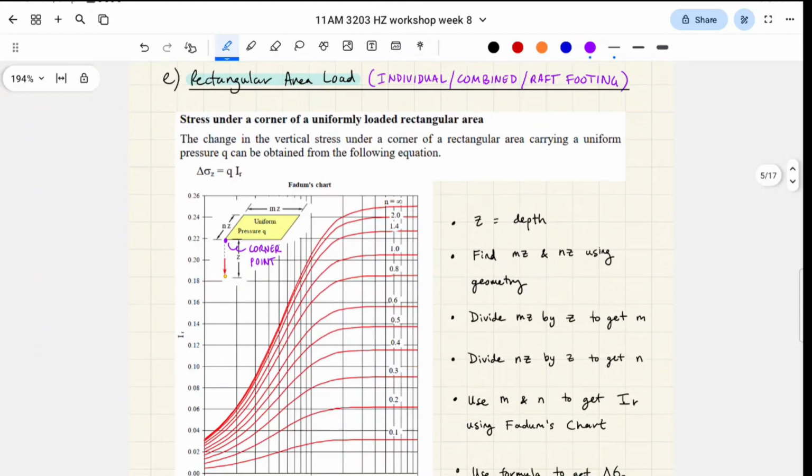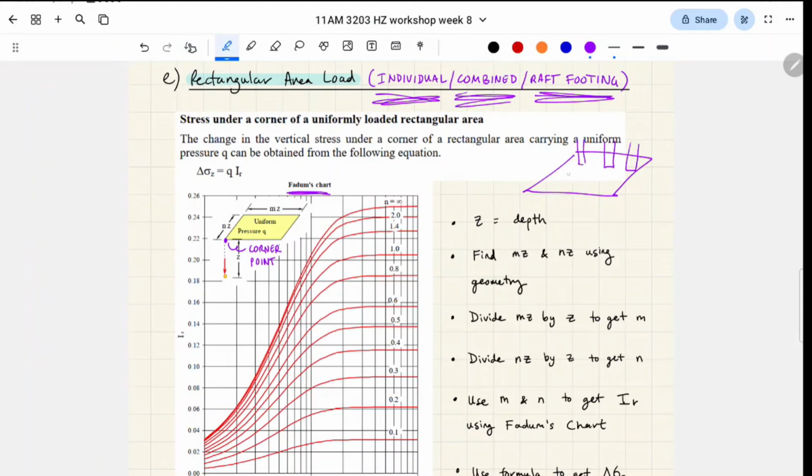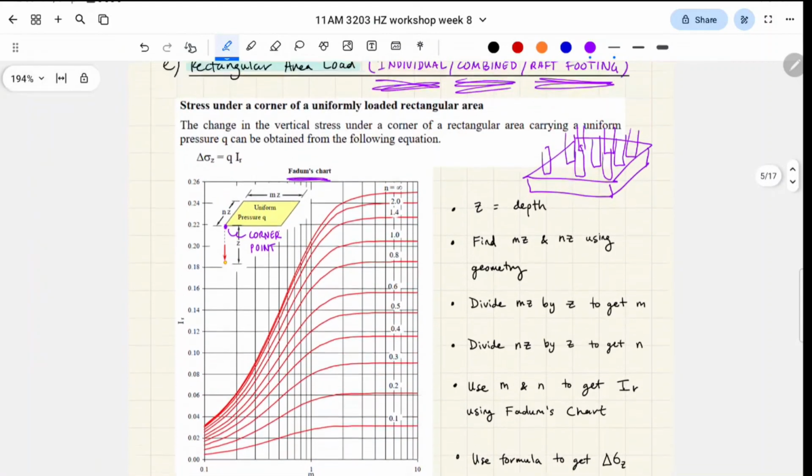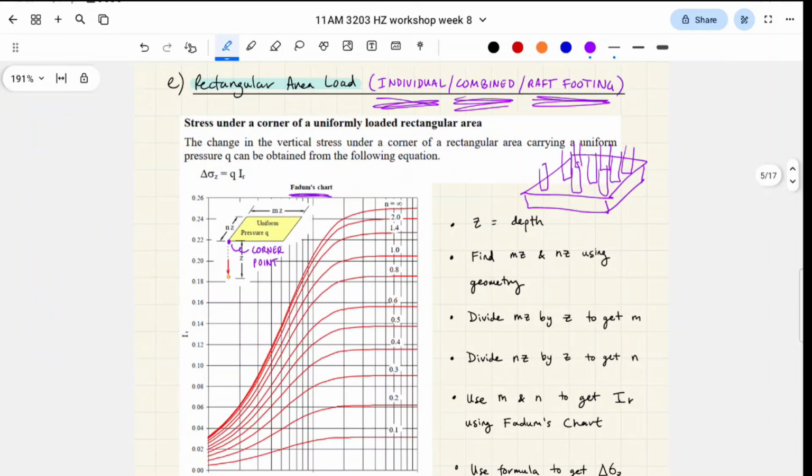What we do have to deal with is our good friend Fadum's chart, okay? So Fadum's chart applies for any rectangular shaped footing other than a strip footing. That's individual footings, combined footings, or raft footings. A raft footing, by the way, could have, for example, 9 columns acting on it like that. But the idea is the contact with the soil is all rectangular. Okay. That's going to make more sense when we do the question, hopefully.